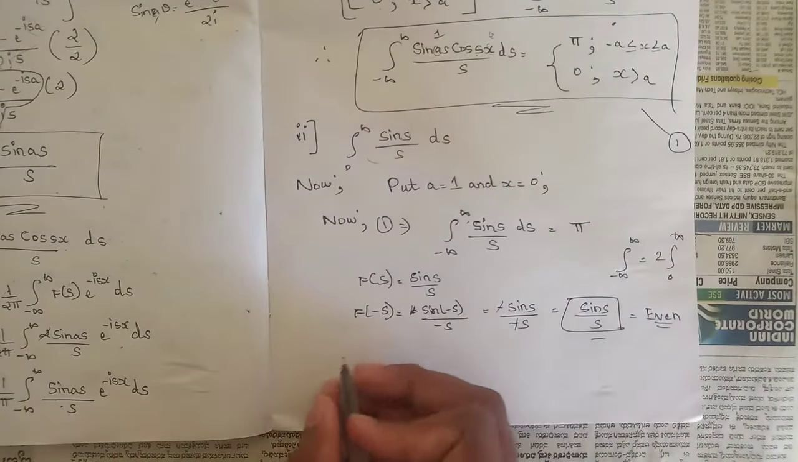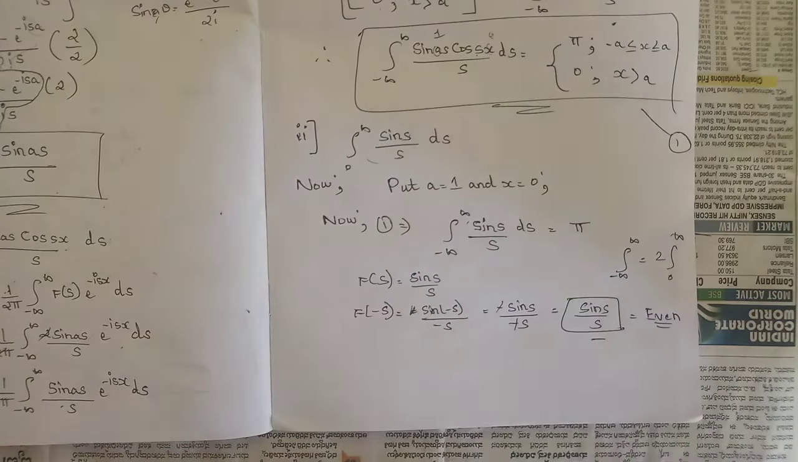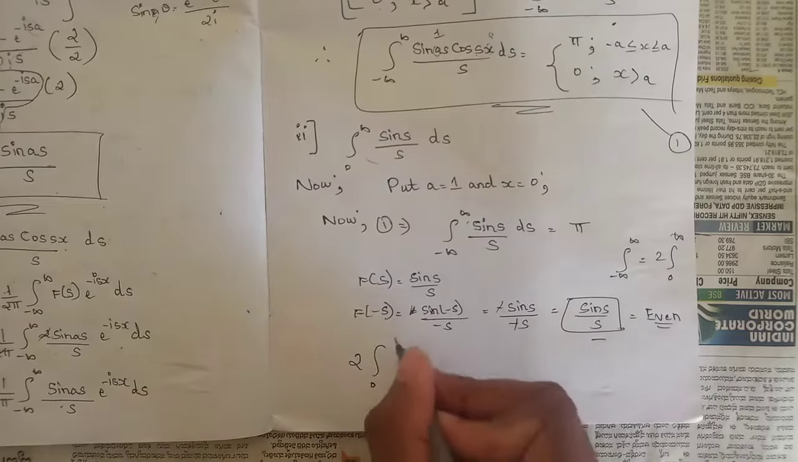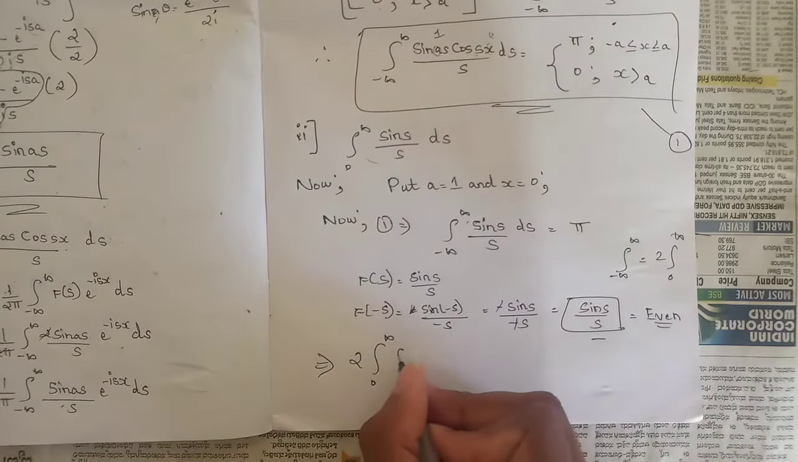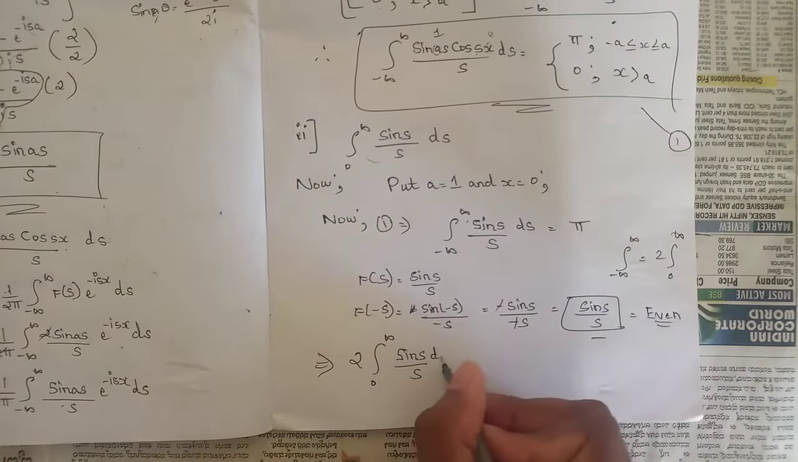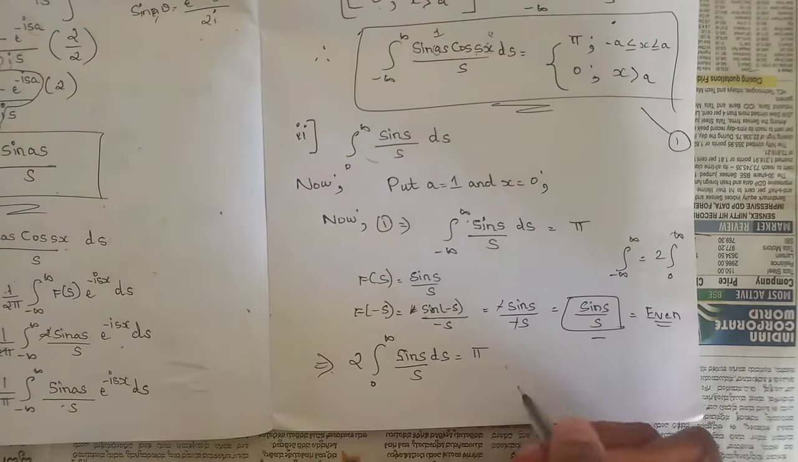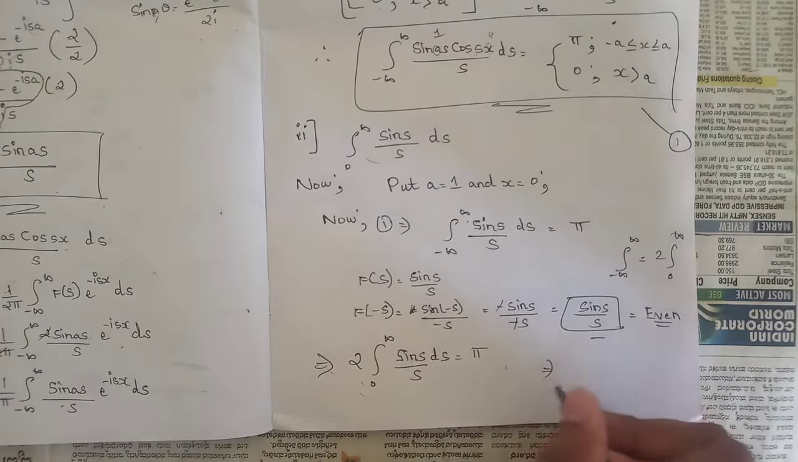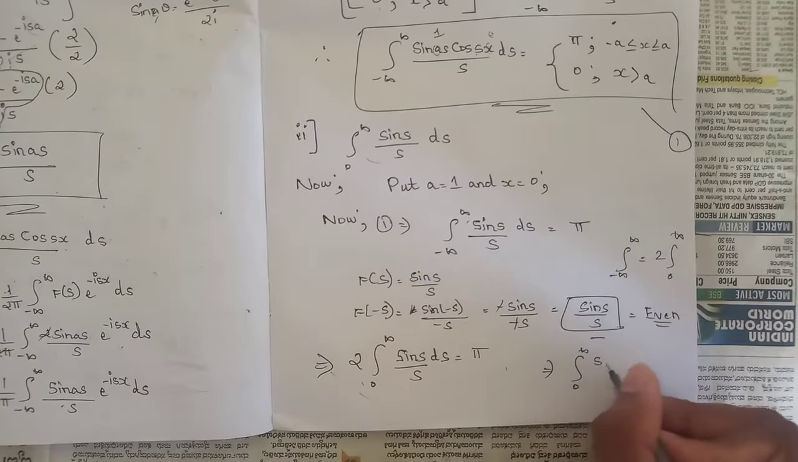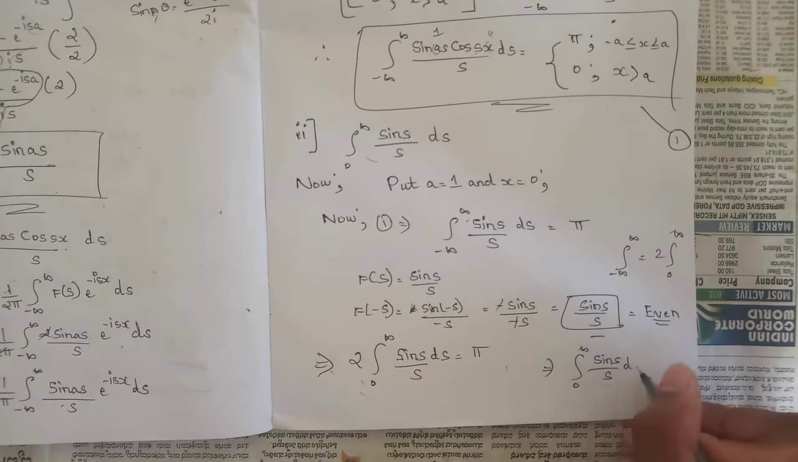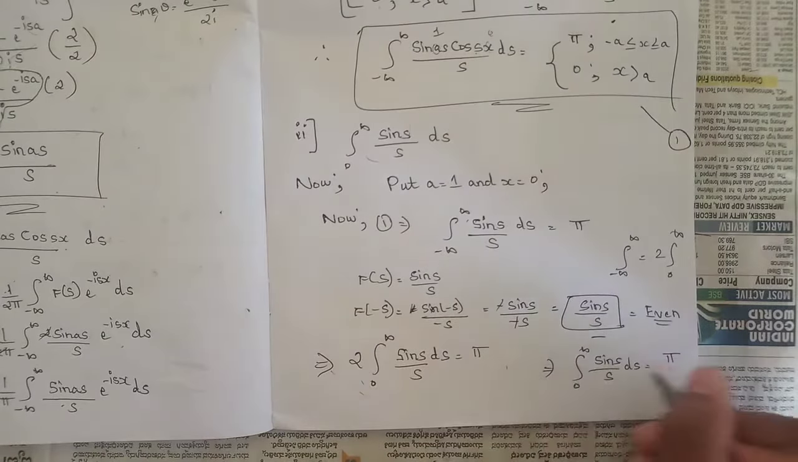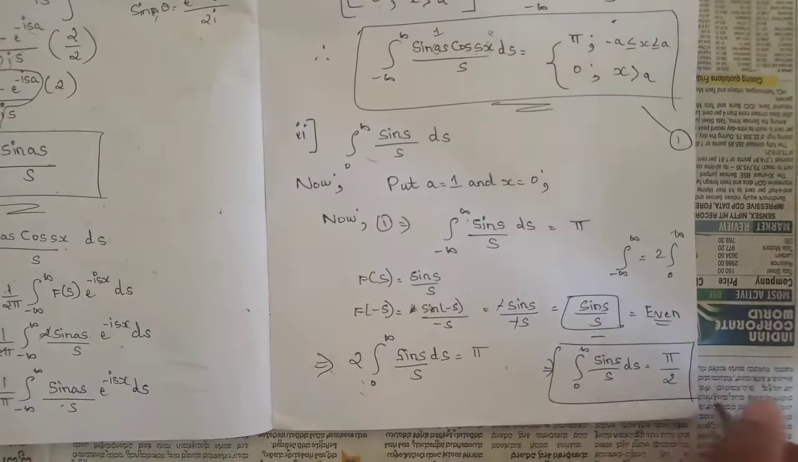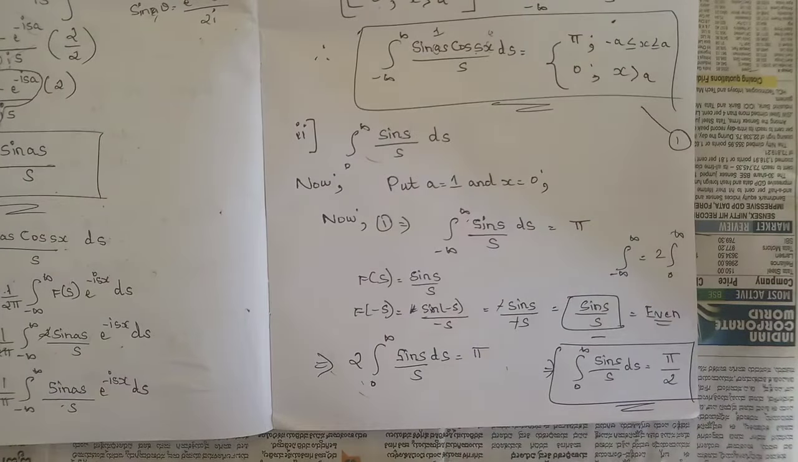So now the function will look like this: the integral from minus infinity to infinity is written as 2 times the integral from 0 to infinity of sin s by s ds, which is equal to pi. Now bring the 2 to the other side along with pi, so that we remain with only this term. This would be the integral from 0 to infinity of sin s by s ds. Here there was a 2, right? I brought it here. So this is your required answer: the integral from 0 to infinity of sin s by s ds is equal to pi by 2.